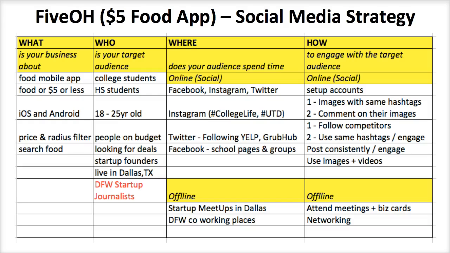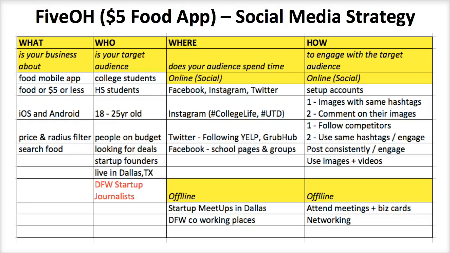And then on the offline side, if you think about startup founders and journalists in your local city, these people are very active in different local meetups and also co-working spaces because they go there to network with other people. So this creates a good opportunity to get to know them and build some relationships with them over time. Now let's look at the last column, the how column.